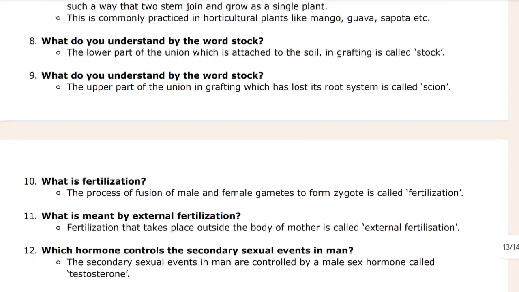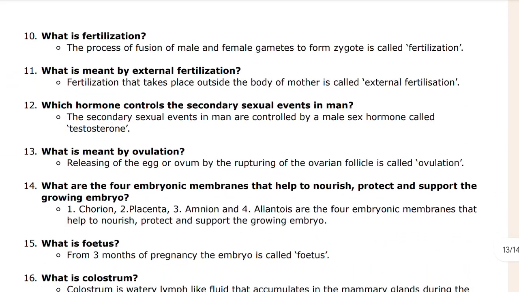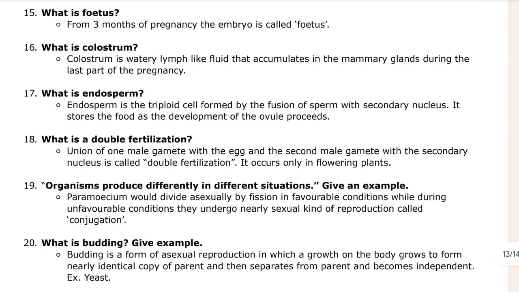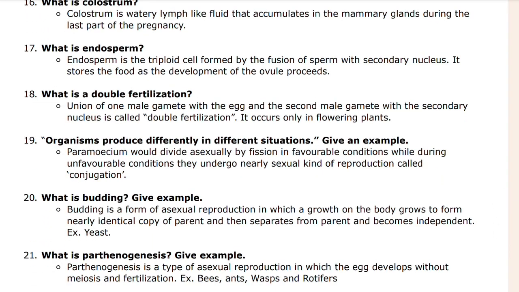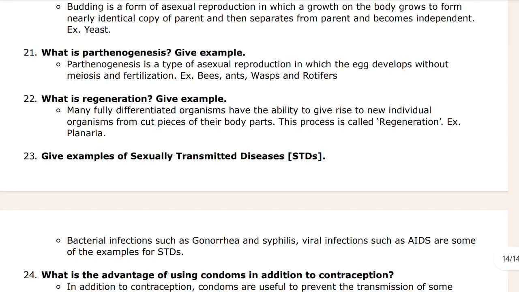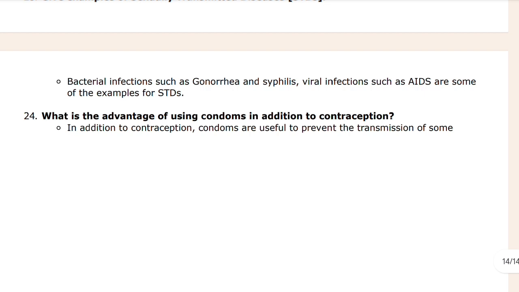So okay, then after you can see here what is fertilization and what is meant by external fertilization. Then that's one. Then here you can see. Okay, so actually in this one it is till here only, and we will meet in another video.